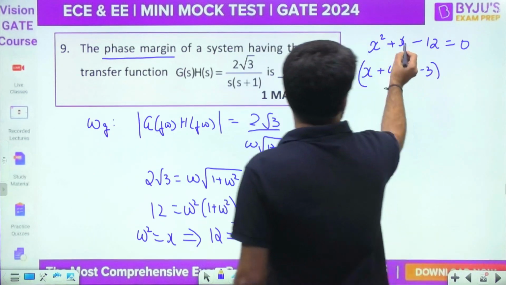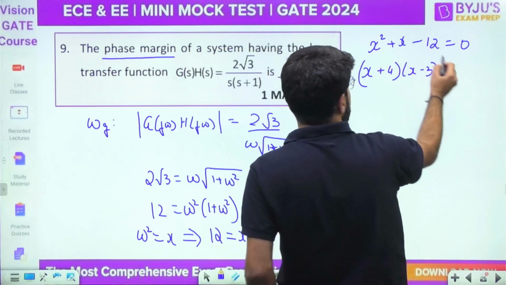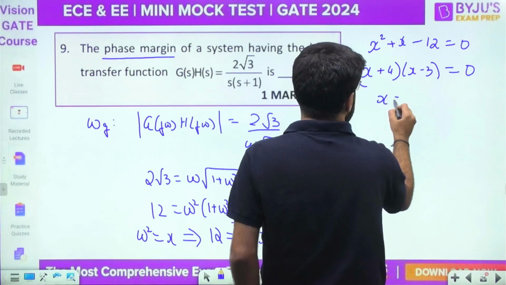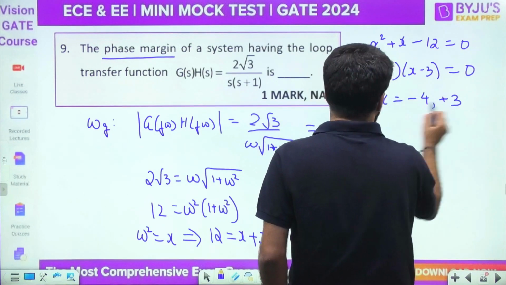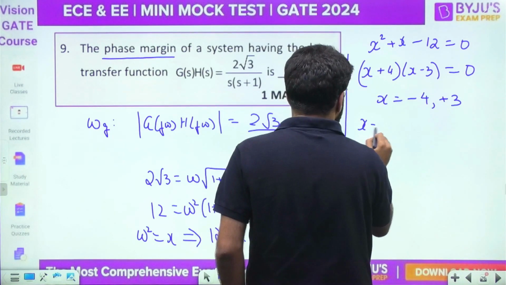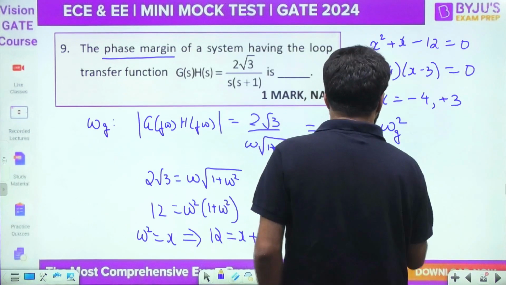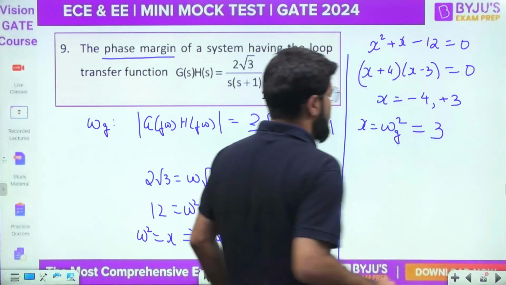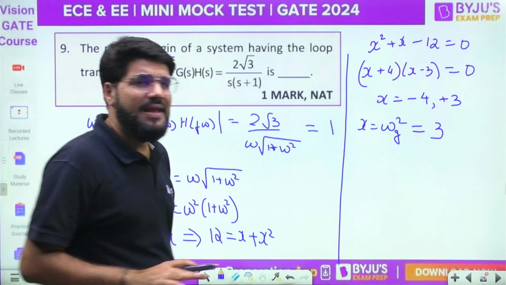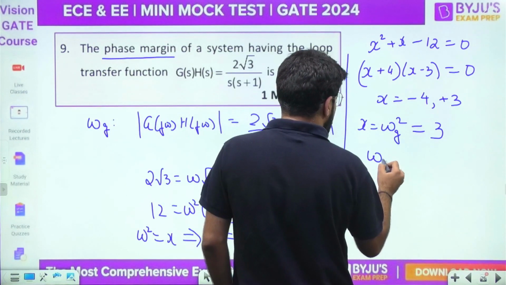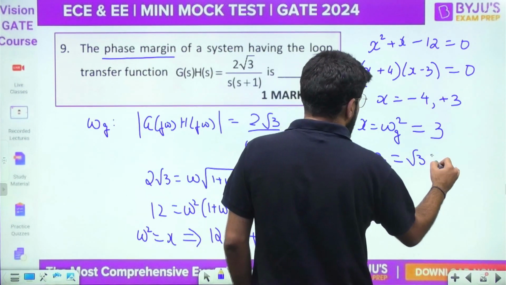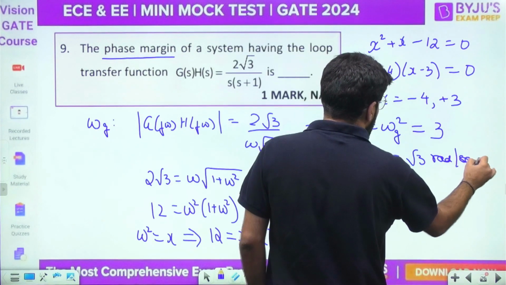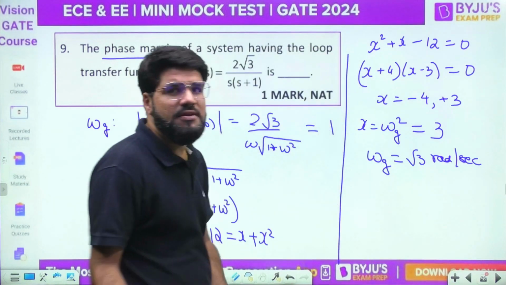Perfect. Plus 4 minus 3 gives plus x, and plus 4 into minus 3 gives minus 12. And x is equal to minus 4 and plus 3. But x is actually omega G square, and it cannot be negative. Square cannot be negative. Okay, so we will take omega G is equal to root 3 radian per second, the gain crossover frequency. Now, one step ahead, what is the phase margin?